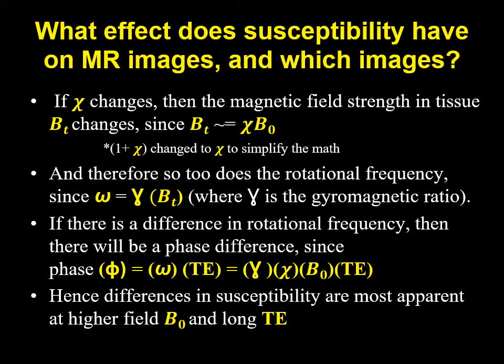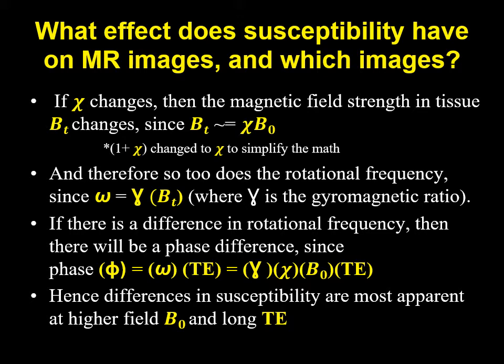What effect does magnetic susceptibility have on MR images, and on which images? Let's just work through the formula. If chi changes, then the magnetic field strength in tissue changes. I'm going to use an approximation here. Instead of the formal formula, I'm going to change the induced magnetization to be approximately equal to chi times the applied field. So I've changed the term 1 plus chi simply to chi to simplify the math. And therefore so does the rotational frequency, because rotational frequency is proportional to the magnetic field that the dipoles experience. So the rotational frequency is equal to the gyromagnetic constant times the induced magnetic field.